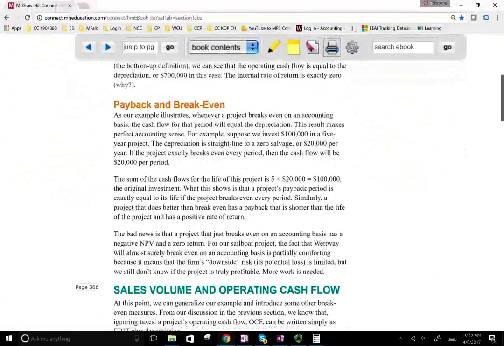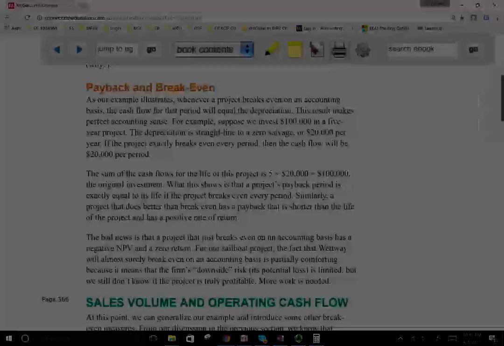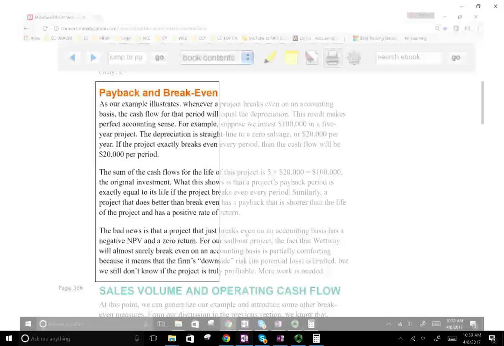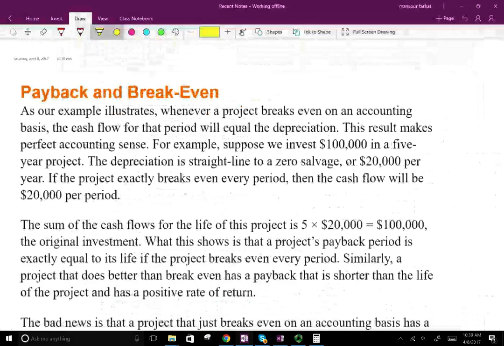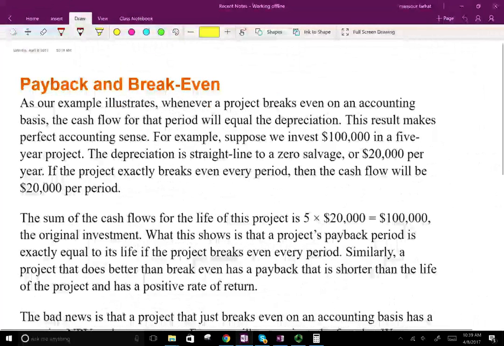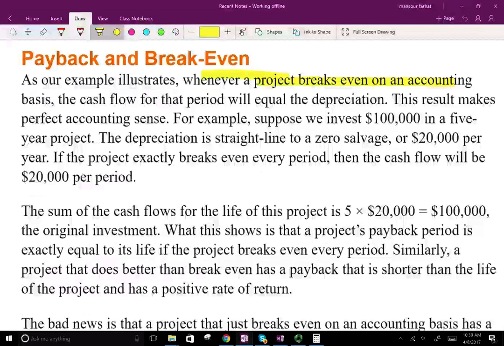Something similar to break even is the payback. And what is the payback? It is how fast am I going to recoup my investment? As our example illustrates, whenever a project breaks even on an accounting basis, the cash flow for that period will equal the depreciation. Of course, the result makes perfect accounting sense.